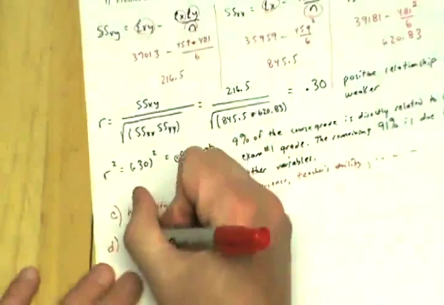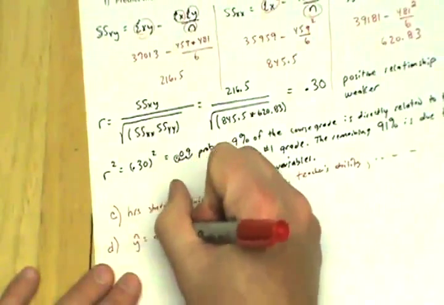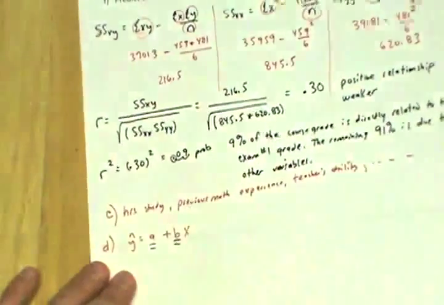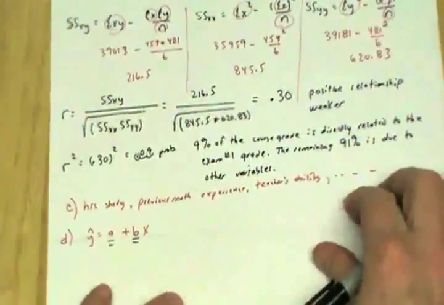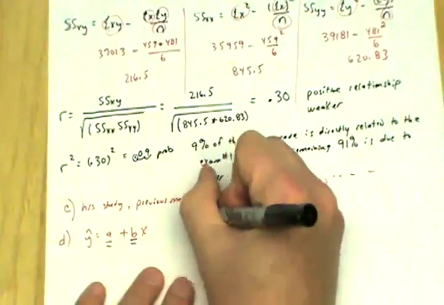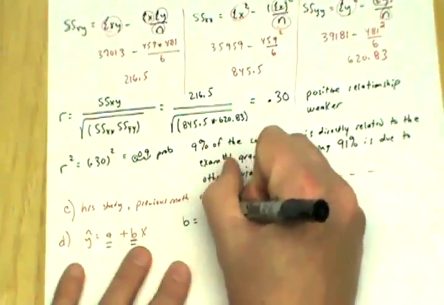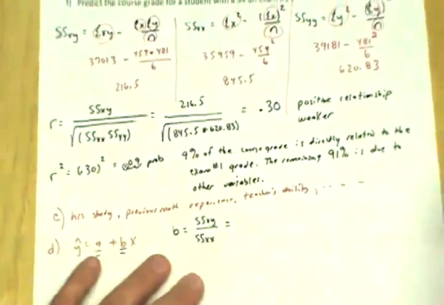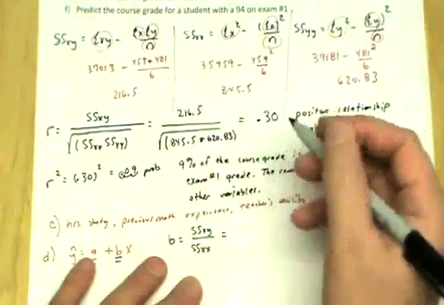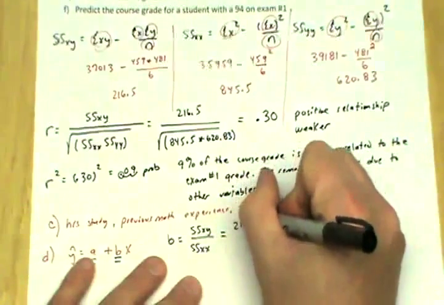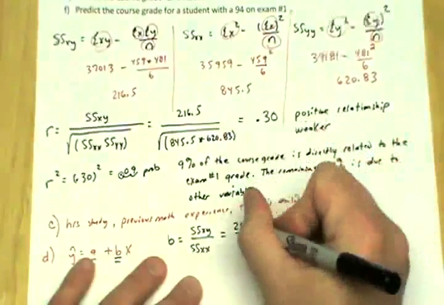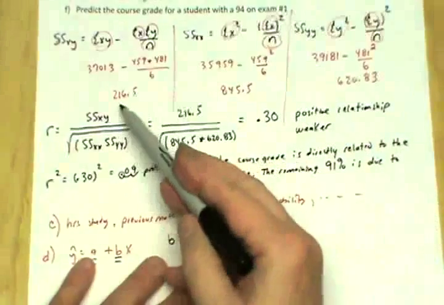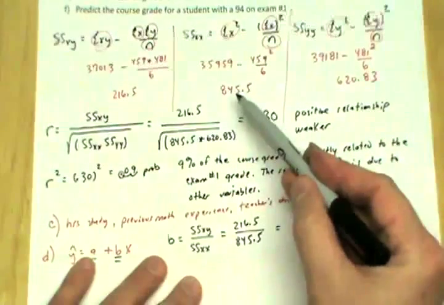Well, now, D, what is the equation of the regression line? All right, so that is y hat equals a plus bx. Your goal is to find a and b. Okay, we got to find b first. B is SS sub xy divided by SS sub xx. 216.5 divided by 845.5. That's the xy value that we found earlier, and that's the xx value that we found earlier.